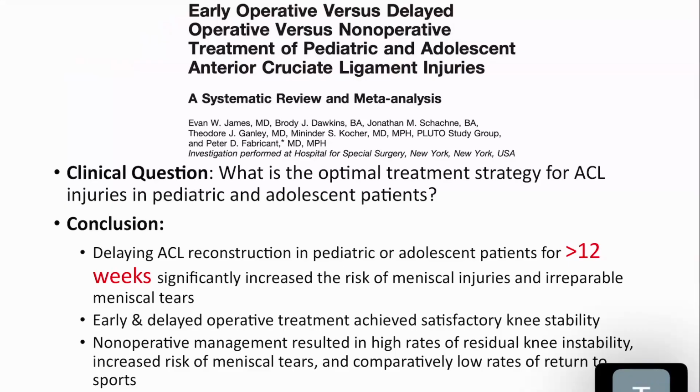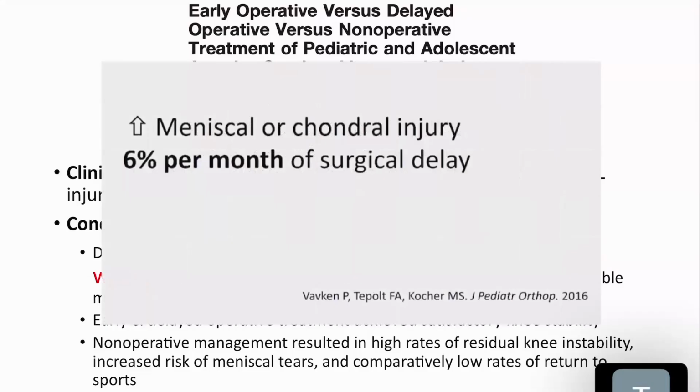And they concluded that early and delayed operative treatment achieved satisfactory knee stability, but that delaying ACL reconstruction in pediatric or adolescent patients for 12 weeks or more significantly increased the risk of meniscal injuries and irreparable meniscus tears. And they also found that non-operative management resulted in high rates of residual knee instability and increased the risk of meniscal tears. And there was comparatively very low rates of return to sport. And the rate of meniscal or chondral injuries is 6% per month of surgical delay.